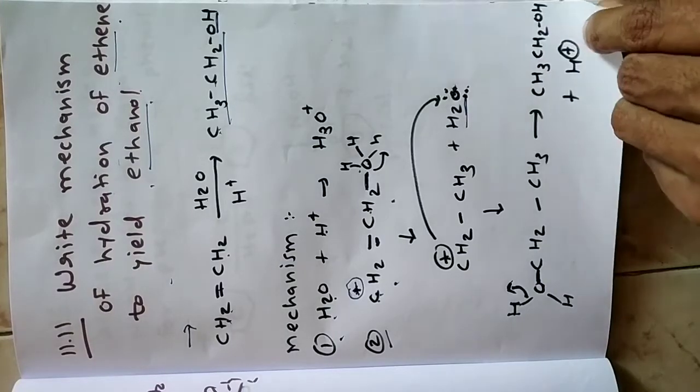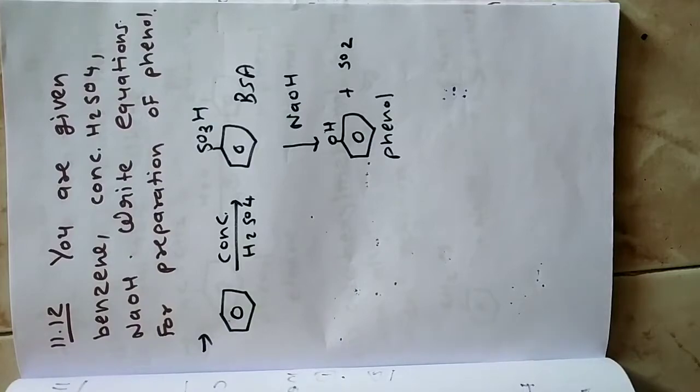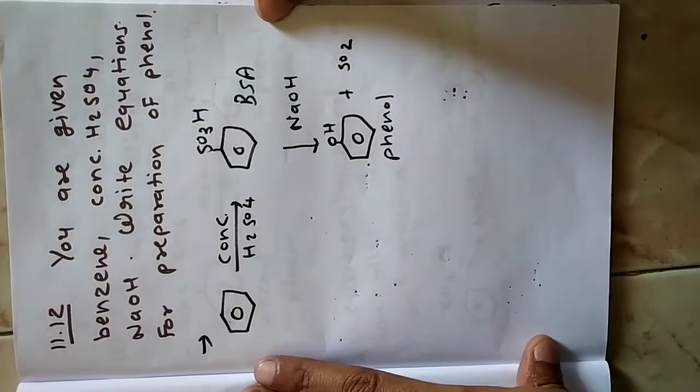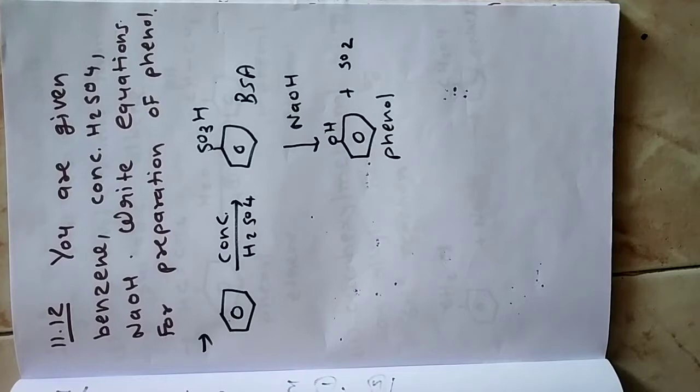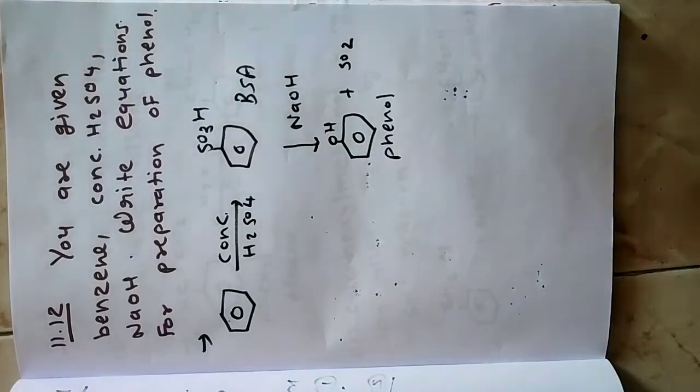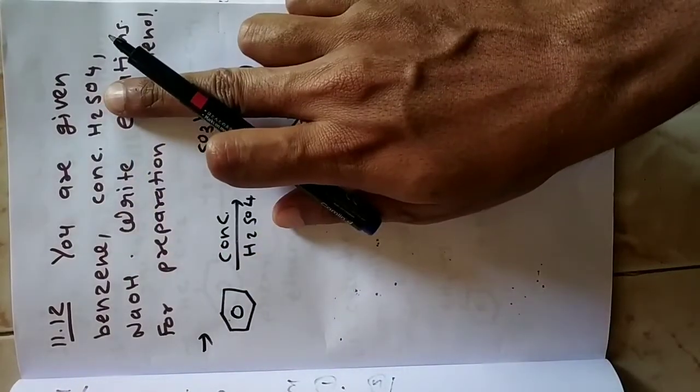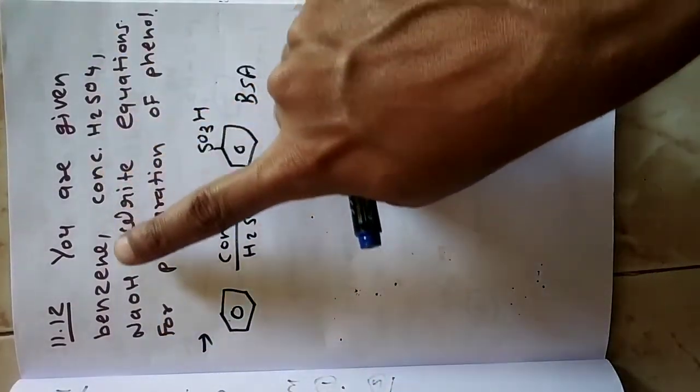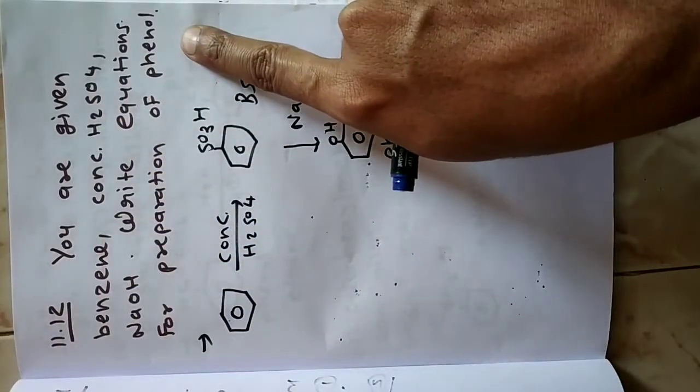Now the next question, 11.12. The question is like this: you are given benzene, concentrated H2SO4 and NaOH. Write the equation for preparation of phenol. So we have benzene, concentrated H2SO4 and NaOH. With these three substances we have to prepare phenol from benzene.